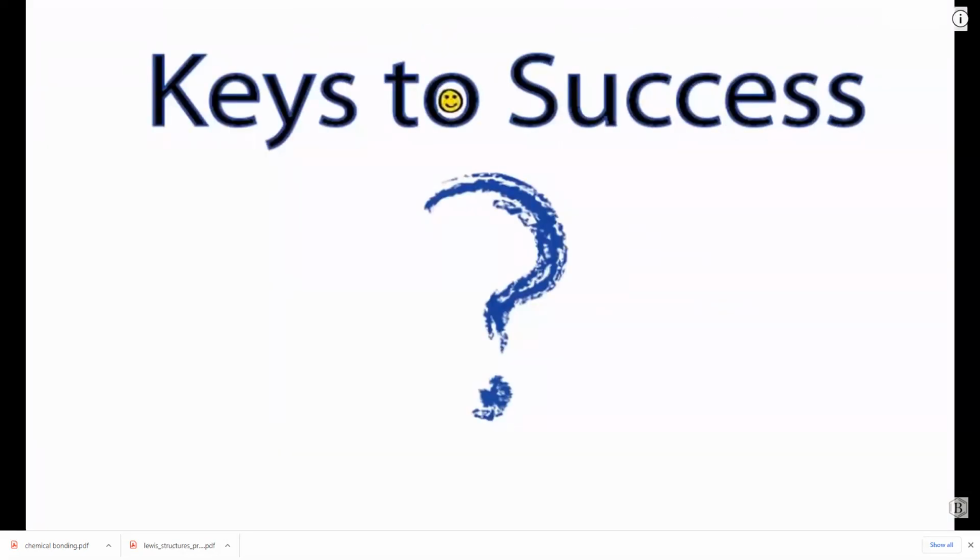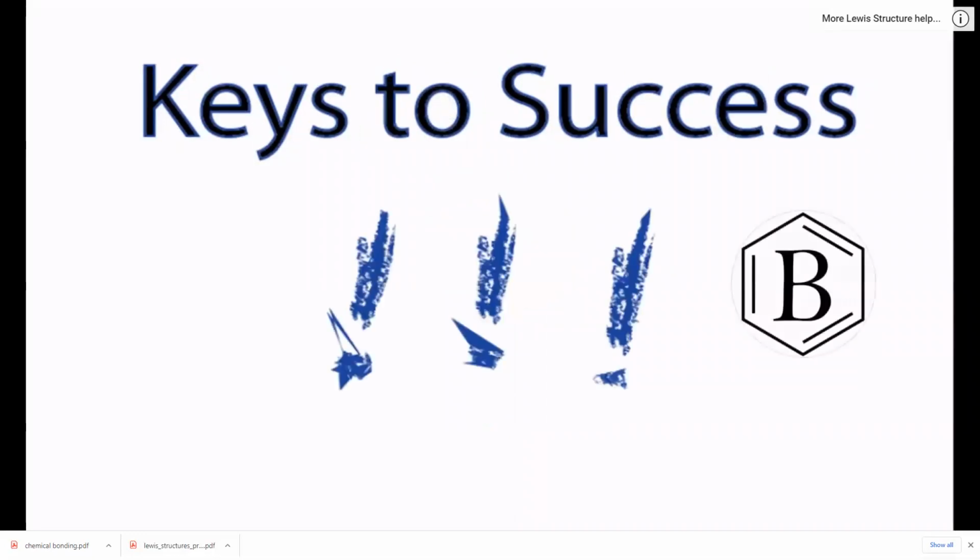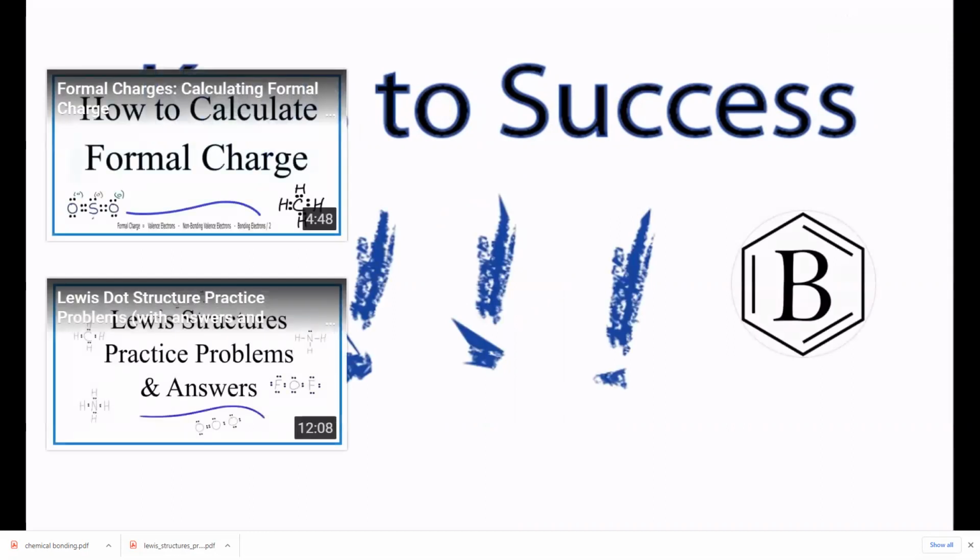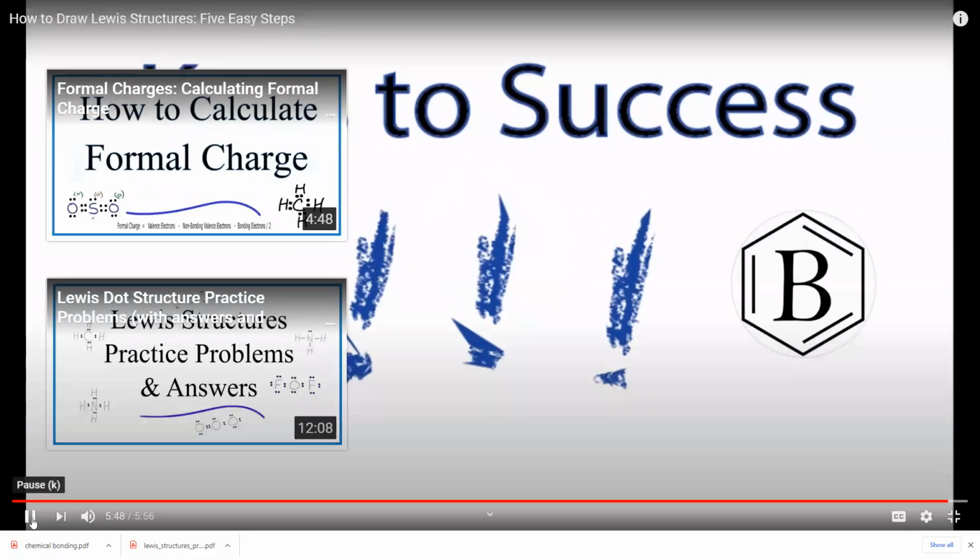So how do you get good at drawing Lewis structures? Well, the first thing is know the steps. They're your guide. Second thing is practice. You need lots of practice to get good at this, for it to be second nature. Use the links in this video or go to my website and try more videos. First try it yourself and then watch the video. Pause when you're stuck. All right. So we're going to look at some of those on your practice.